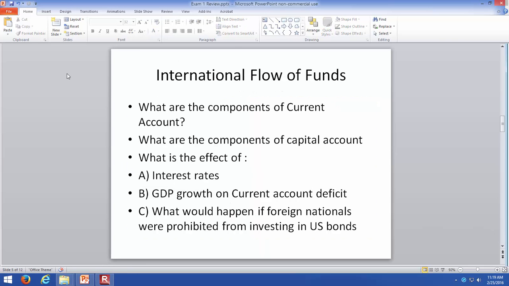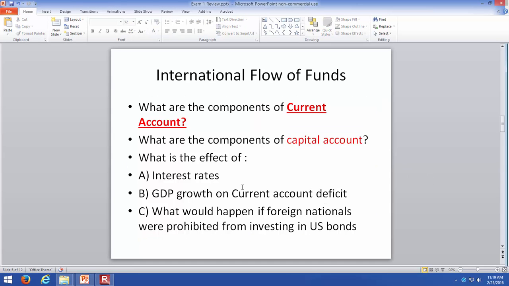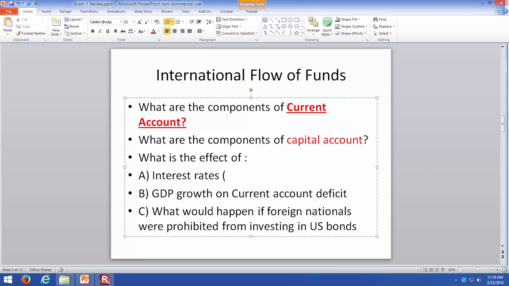Now chapter 2 talked about the international flow of funds. What are the main things we talked about? I think the most important thing was the current account. What are the components of the current account? What are the components of the capital account? You want to make sure you're comfortable with that. There's a very good chance you get some short questions on how these factors affect the current account. One example would be interest rates. If you look at the textbook, it says it has a positive effect. What about GDP? GDP has a negative effect. You want to think about why that happens.